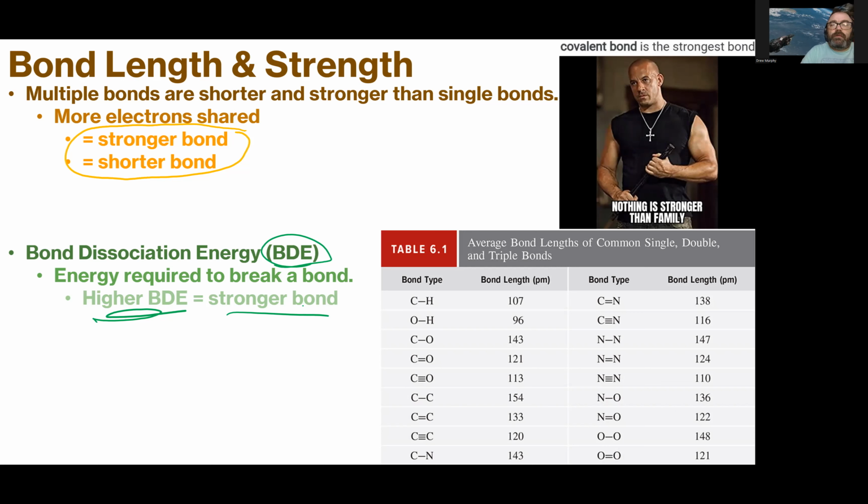So if we look, here's 3 CO bonds. This single, this is bond length.